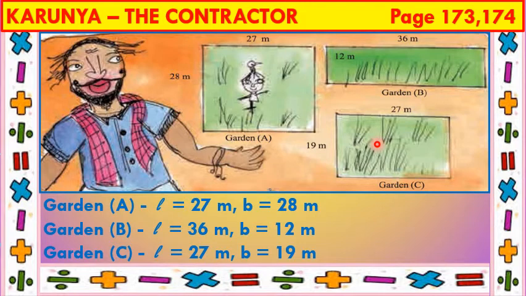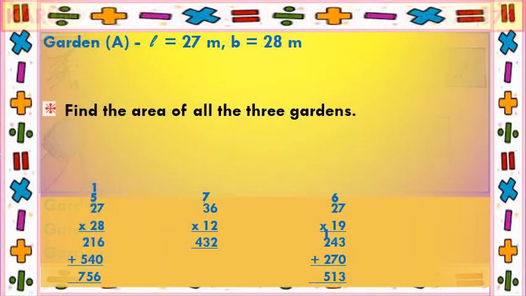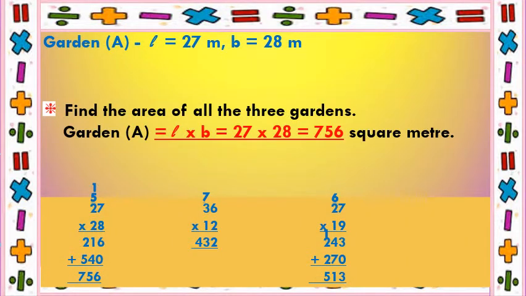We can see that garden A has length 27 meters and breadth 28 meters. Garden B has length 36 meters and breadth 12 meters. Garden C has length 27 meters and breadth 19 meters. Now we are supposed to find the area of all these 3 gardens.